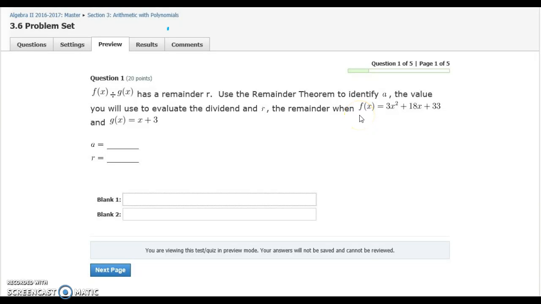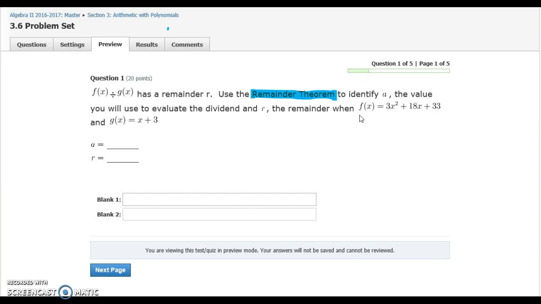Welcome. Lesson 3.6 is all about speeding up long division, doing it faster, and finding remainders that way. We will use the remainder theorem for this, and we'll also talk about synthetic substitution, which is the style of synthetic division but is much quicker.